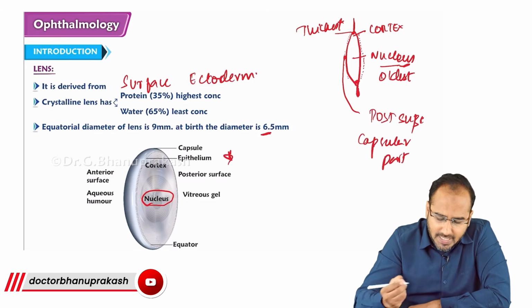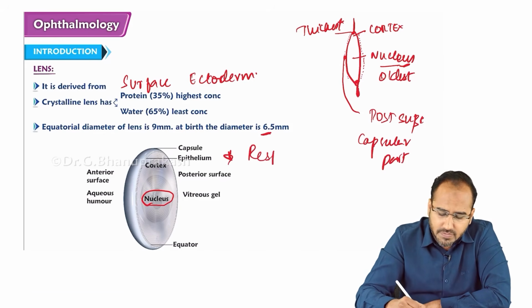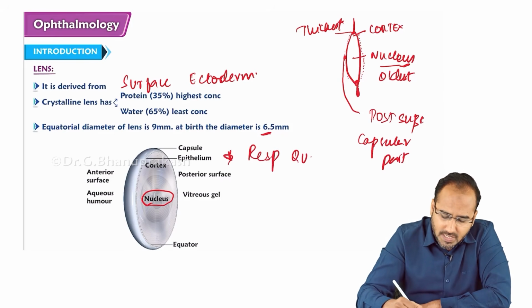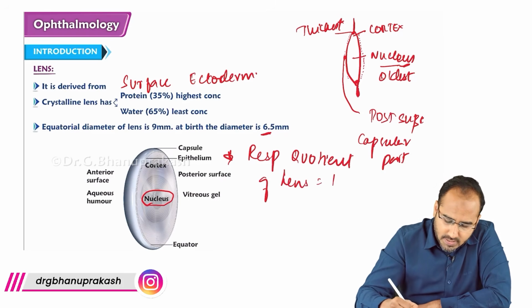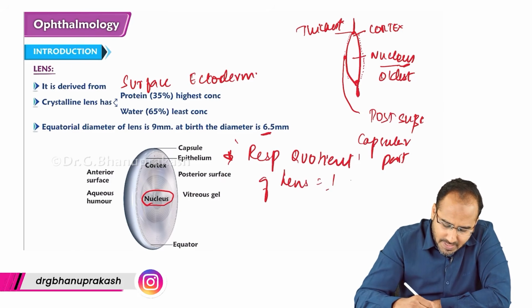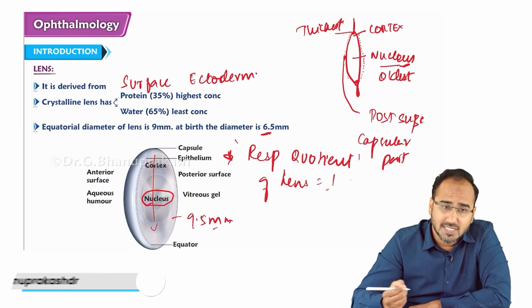One more thing regarding the lens that you need to remember is the respiratory quotient of the lens. The respiratory quotient of the lens is 1. Whereas the equatorial diameter of the lens, guys, is 9.5 mm. But at birth it is how much?